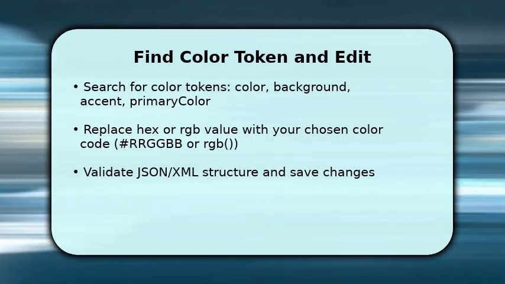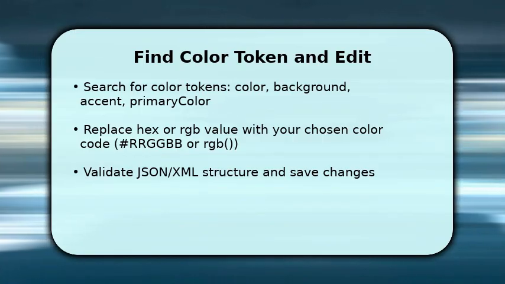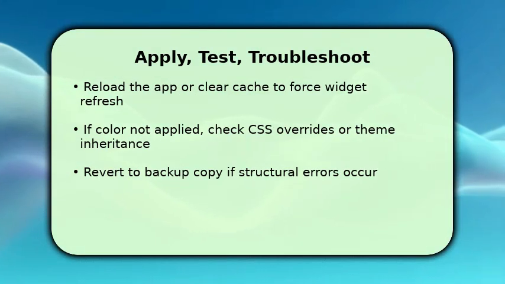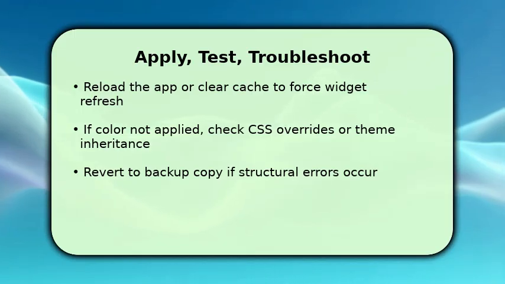After editing, validate the JSON or XML structure with your editor's linter. Then save. This precise editing ensures the widget reads the new color values correctly. Now apply your changes by reloading the app or clearing the cache so the widget refreshes. This forces the new color to render.